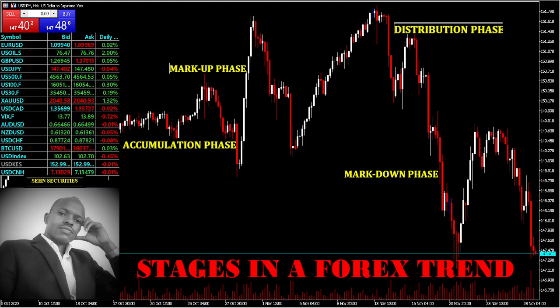Typically, the stages we have discussed are the stages involved in a Forex trend, or in actually most markets, or in any market. We finalize by highlighting that understanding these stages in a Forex trend is pretty valuable for traders. It helps traders to make more informed decisions about when to enter or exit positions, and more importantly, to manage their risks effectively.